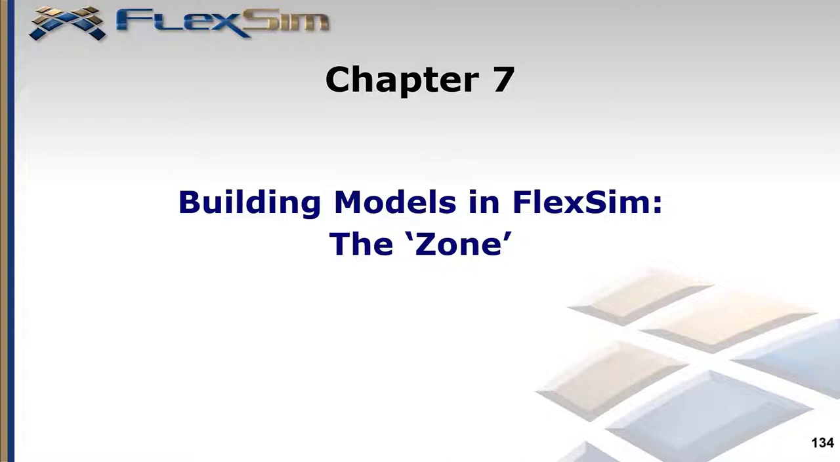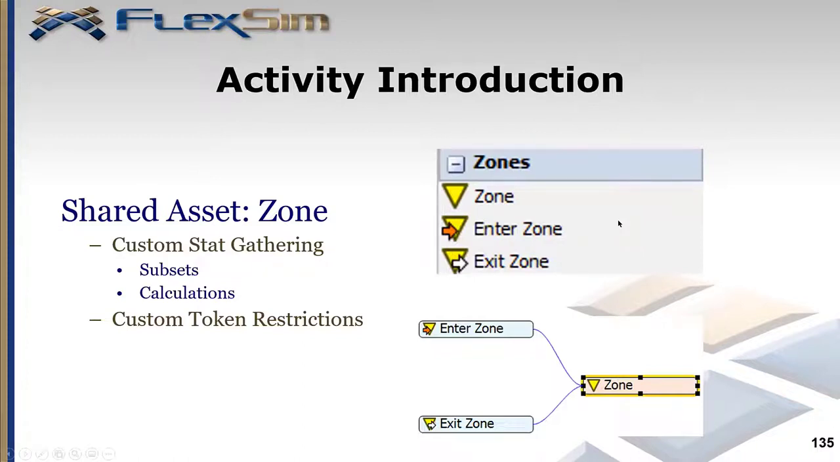And that's in describing a tool that is available to us via process flow called the zone. Now, the zone is one of our shared assets that we introduced yesterday. That means it has some similarities to the resource that we've already seen, but it also has some pretty important differences. Now, the two things that the zone is primarily used for are to help us gather customized statistics and also establish rules for how tokens are permitted to flow around in our model.